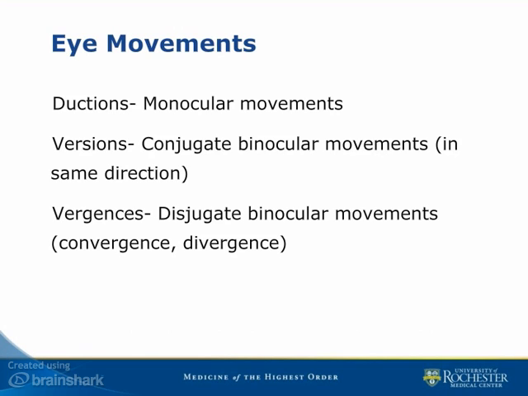Okay, we've conceptualized movements of the eyes. We're going to get into some of the details about how we name these. So ductions are monocular movements. So you can cover up the left eye, the right eye can elevate, depress, abduct, or adduct. Versions are conjugate binocular movements. So it's going to be both eyes together, moving in the same direction, either left gaze, right gaze, up gaze, down gaze. And vergences are disjugate, which is a word that I never really knew existed until coming up with this lecture. Disjugate binocular movements. So this is going to be convergence where both eyes move in towards the nose, or divergence where they move out towards the ears.